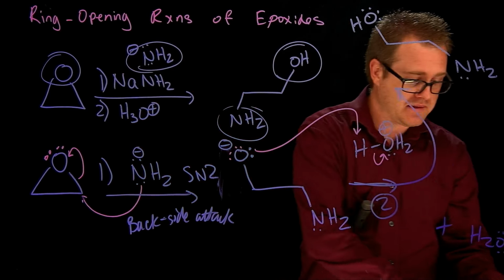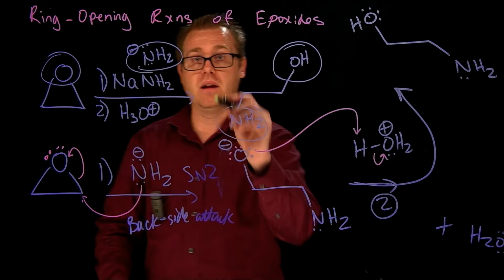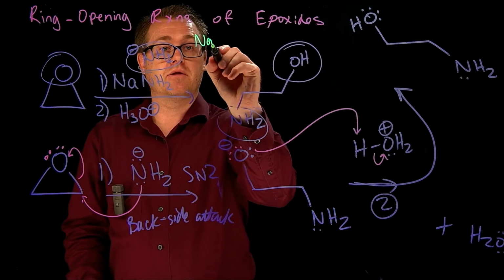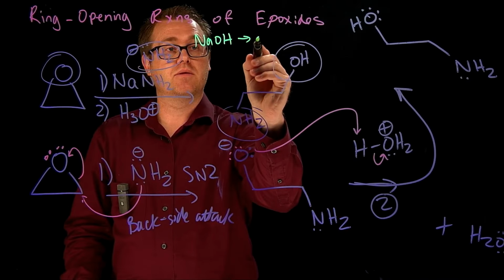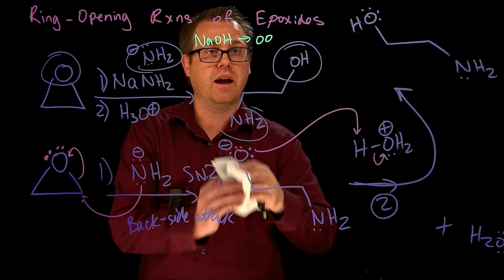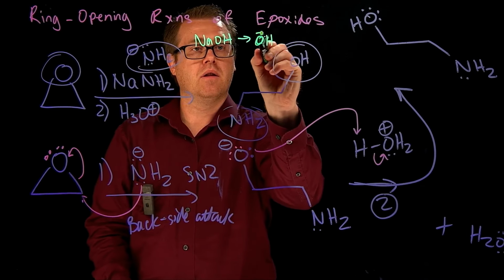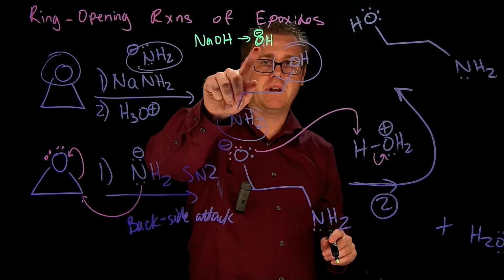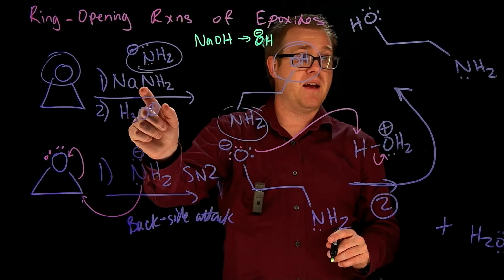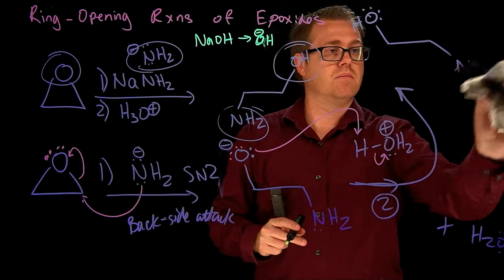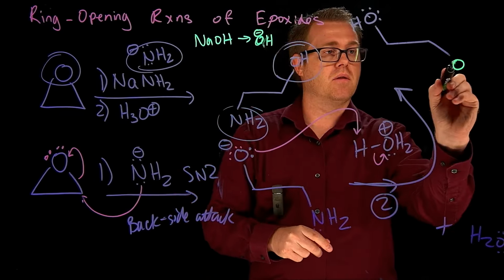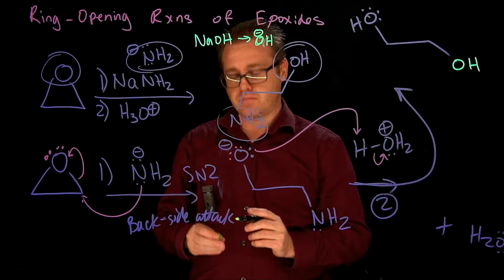Some examples of strong nucleophiles could be, let's say, sodium hydroxide. So that is just the hydroxide. If we did sodium hydroxide instead of sodium amide, what would our product look like? We just go and go like that.